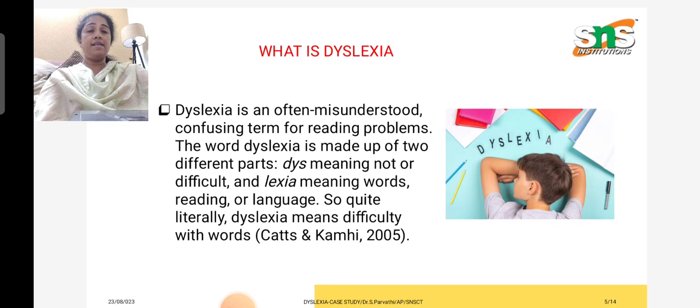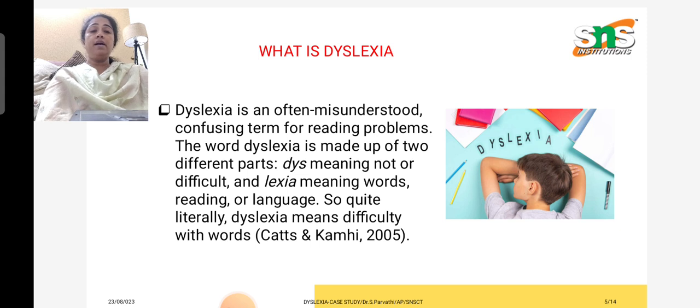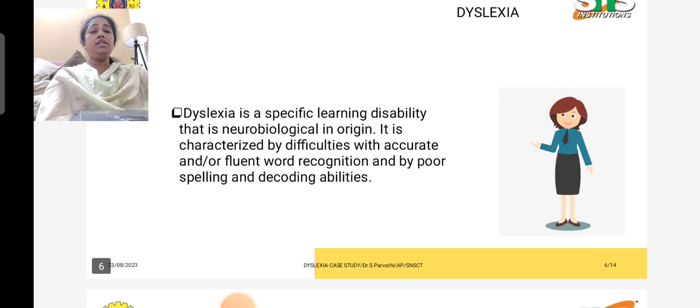What is dyslexia? Dyslexia is an often misunderstood, confusing term for reading problems. The word dyslexia is made up of 2 different parts. Dys is difficult and lexia means words, reading or language. So dyslexia means it's difficult in reading. Quite literally, it is difficult with reading words and sentences.